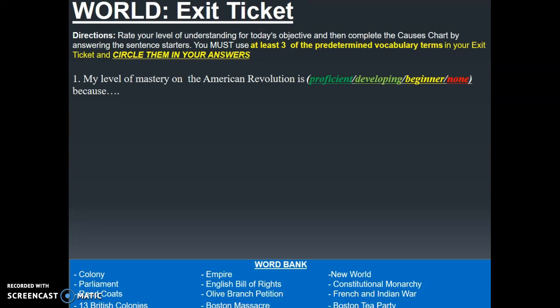Once you're done ranking your level of mastery for today's objective, you want to go ahead and complete the causes chart by answering the sentence starters inside. When you're answering the sentence starters inside, you must use at least 3 predetermined vocabulary terms. And here are the predetermined vocabulary terms that I have chosen for you. Pick any 3 of your choice and be sure to use these terms inside your causes chart. In order to receive credit for these terms, you must circle all 3 terms.